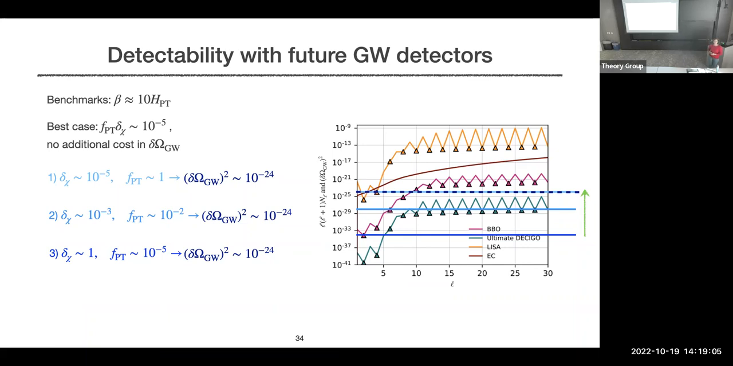Where do those lines come from? Basically these lines tell me that if I look at anisotropy of the gravitational background at a certain L, this is the sensitivity of, let's say, LISA, BBO. Was it computed by LISA or computed by someone? So this was computed by these folks.